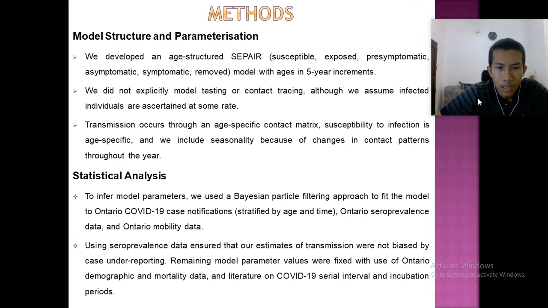Using seroprevalence data ensures that our estimates of transmission were not biased by case underreporting. Remaining model parameter values were fixed with the use of Ontario demographic and mortality data and literature on the COVID-19 serial interval and incubation period.